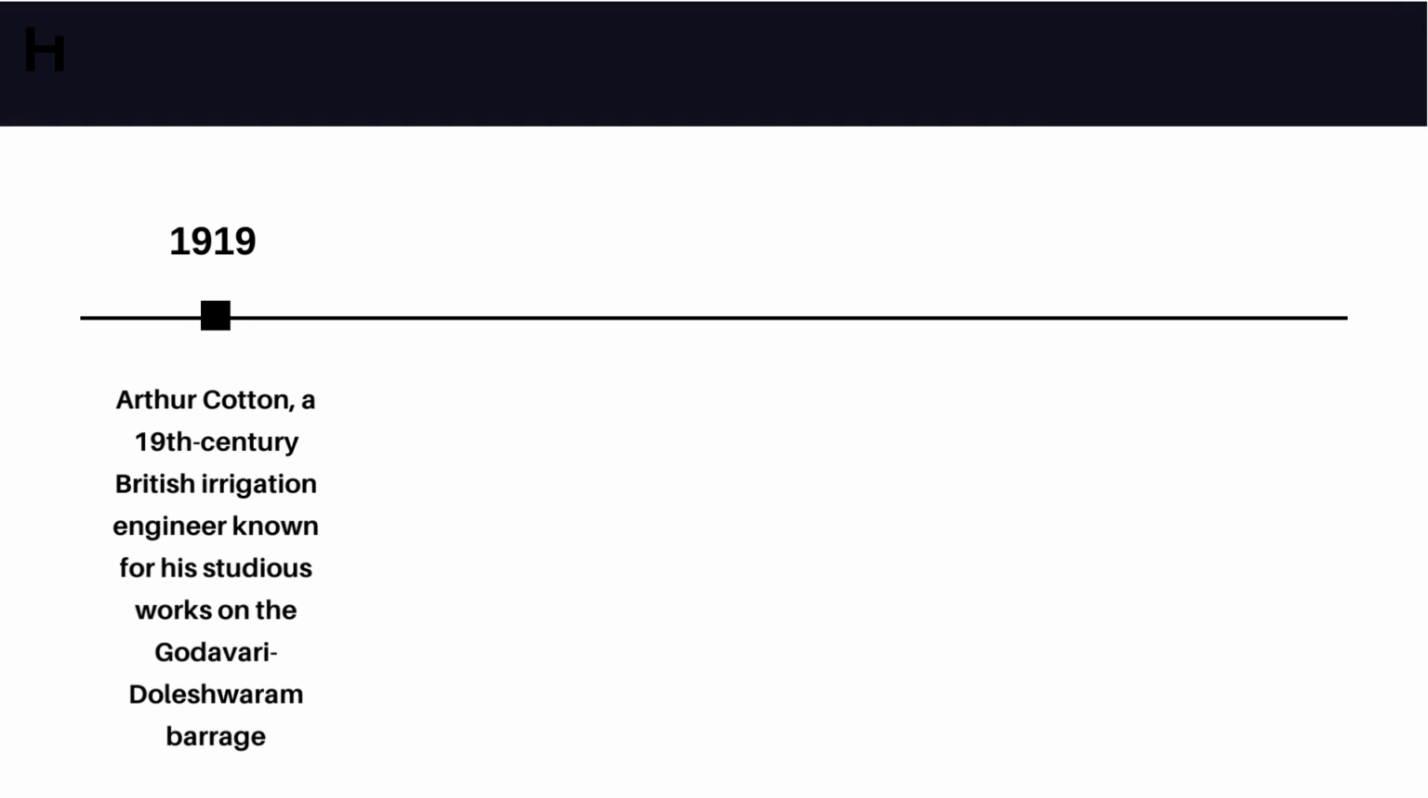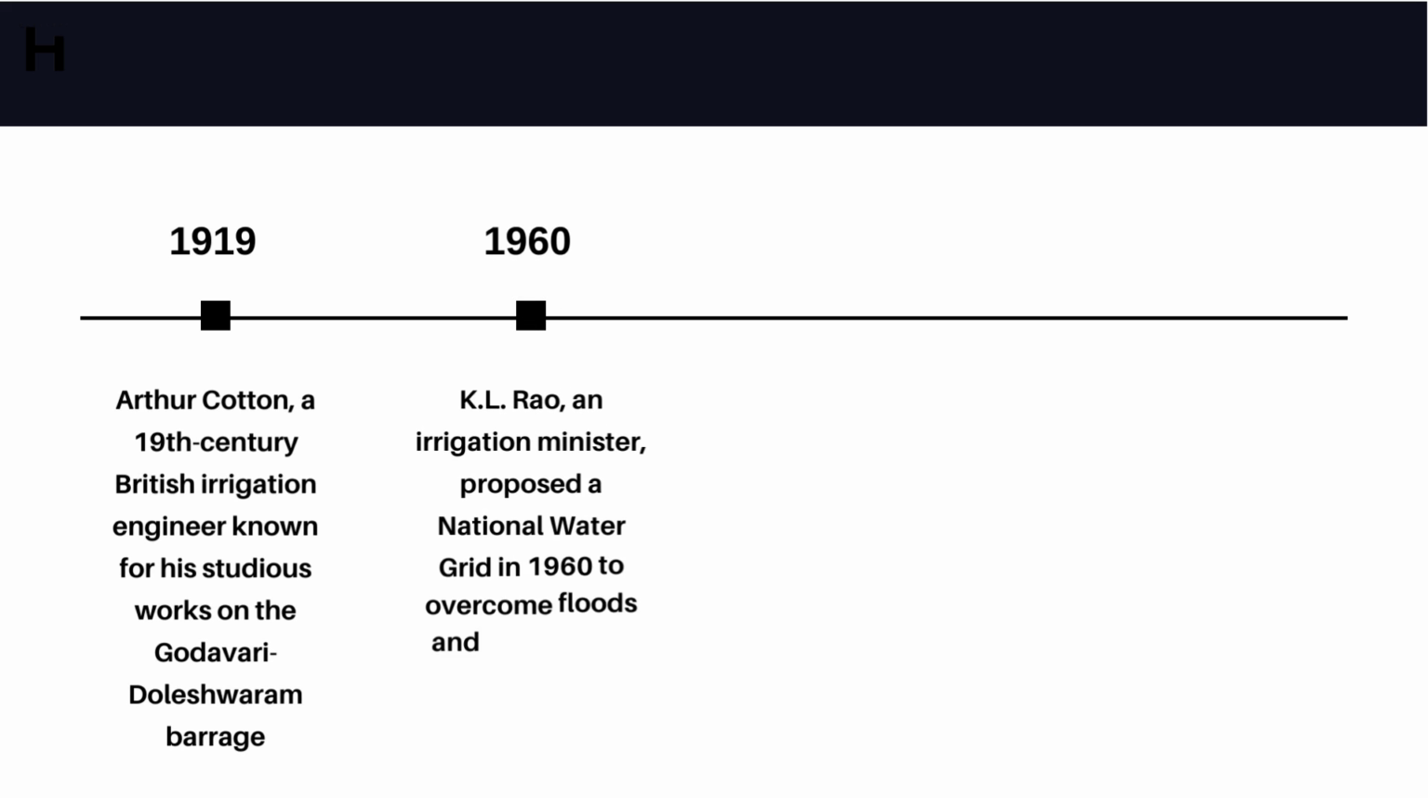The idea of the interlinking of rivers was first mooted by Arthur Cotton, a 19th century British irrigation engineer known for his studious works on the Godavari Dholeshwaram barrage. K.L. Rao, an irrigation minister, proposed a national water grid in 1960 to overcome floods and droughts in India.